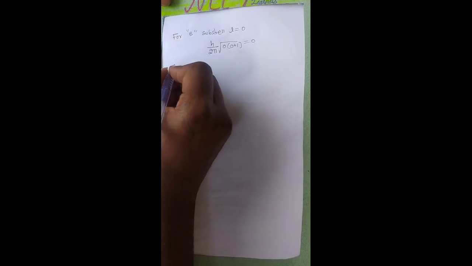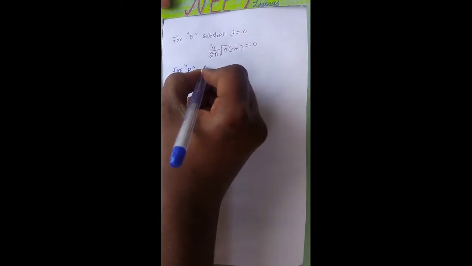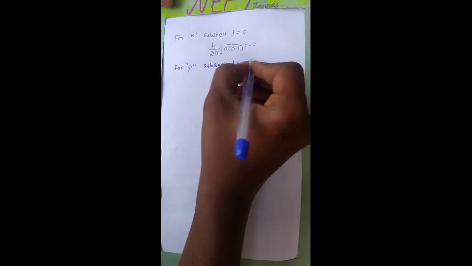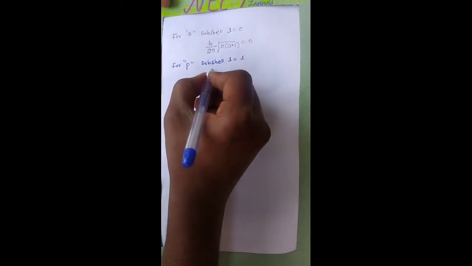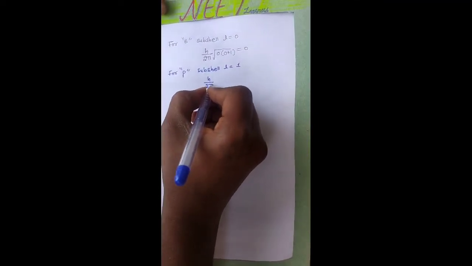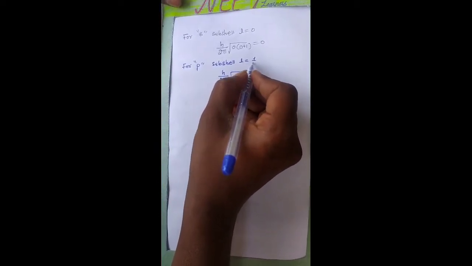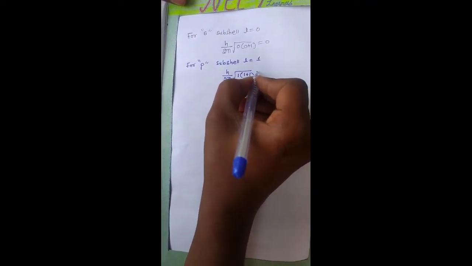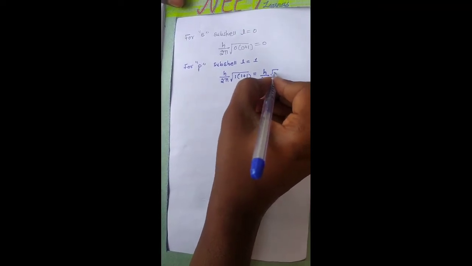And for the remaining subshells, let's take the P subshell. For P subshell, what is the L value, students? L is equal to 1. And we take h by 2 pi under root of L into L plus 1. We substitute L is equal to 1 here: 1 into 1 plus 1. So, students, it is h by 2 pi under root 2.